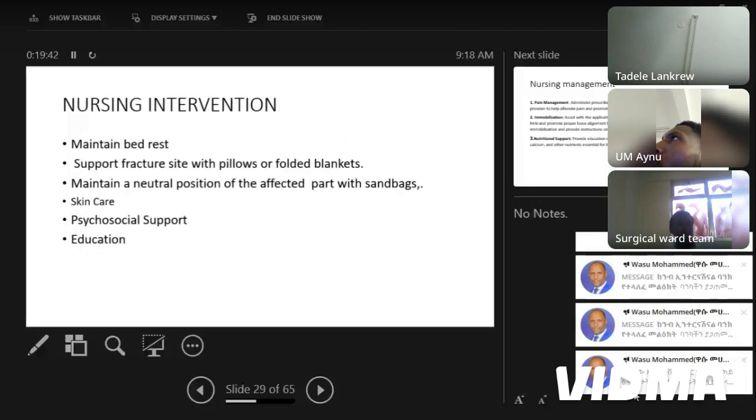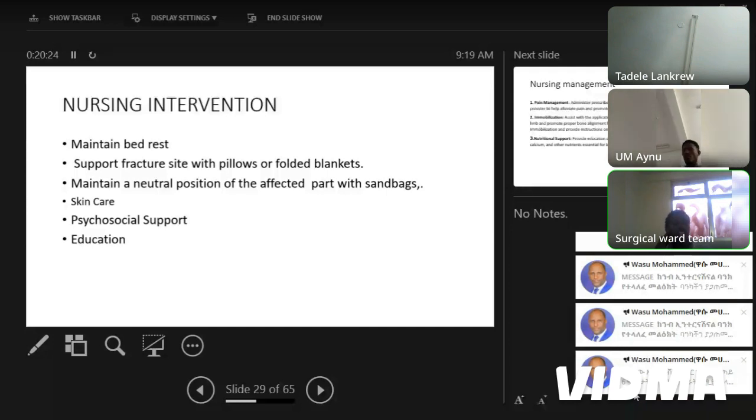When it comes to nursing intervention, it is one of our works. The first one is to maintain bed rest, immobilizing, and support the fracture site with a pillow or folded blanket. In the case of immobilizing, it also prevents what? Thrombosis. Maintain the natural position of the affected part with a sandbag. Skin care, because the patient is on bed rest, to prevent bed ulcers, skin care is very important. Psychological support is also very important to relieve patients from anxiety.